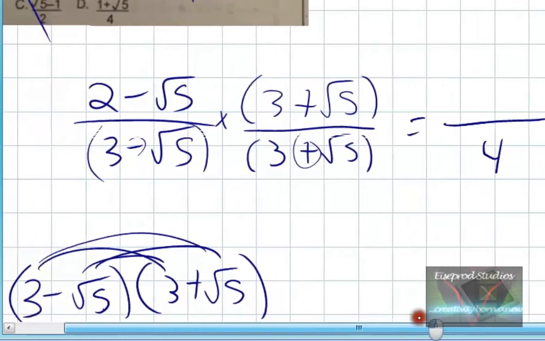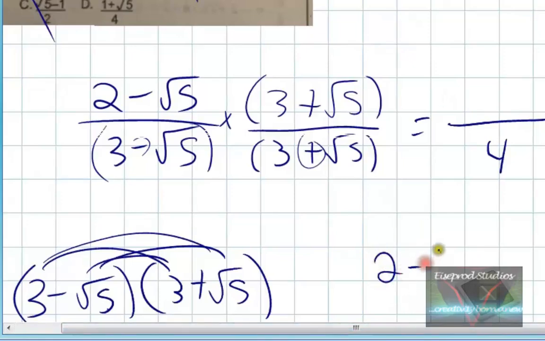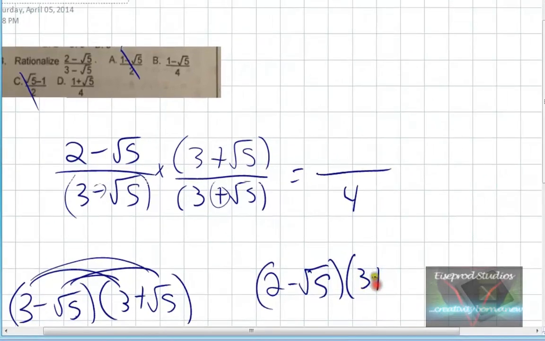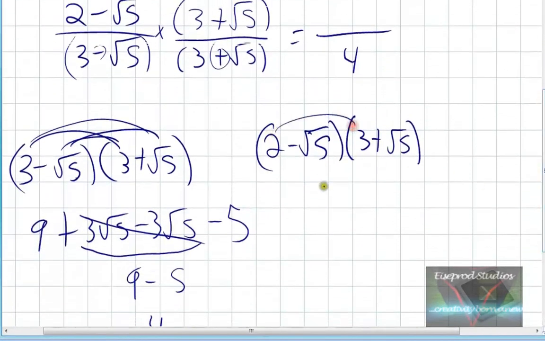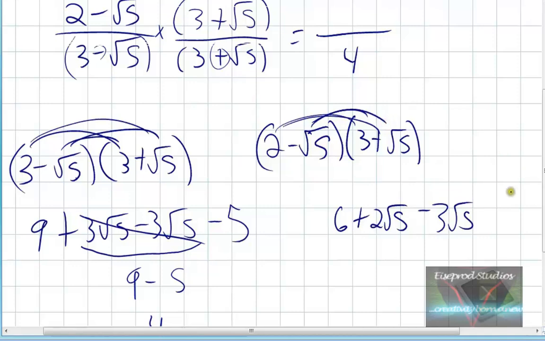Let's keep going. Now we're going to do the top part. So 2 minus the square root of 5 times the quantity 3 plus the square root of 5. We do the same process, right? So 2 times 3 is 6. 2 times the square root of 5 is 2 root 5. This is minus 3 root 5, and this is minus 5.